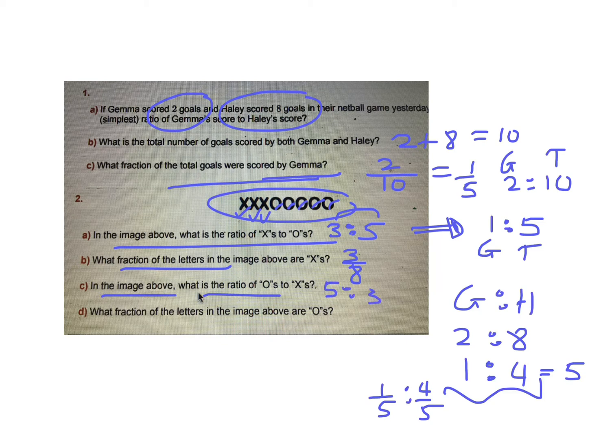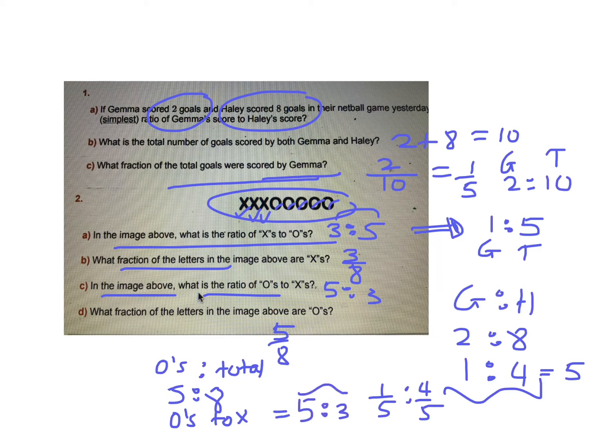And what's the ratio of letters in the image above? What fraction of letters in the image are O's? So that's 5 out of 8. So the O's to the total is 5 to 8, but the O's to the x's would be 5 to 3, and the 3 and the 5 add up to 8.